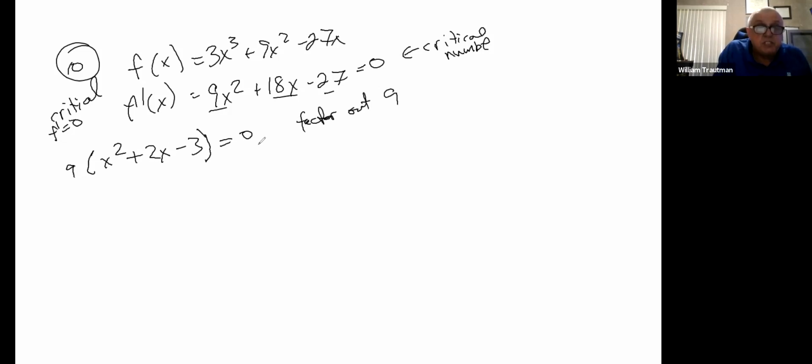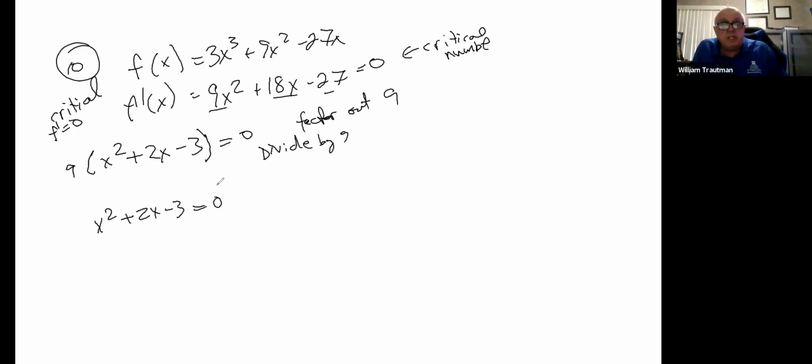And if you divide both sides by 9, what happens is 0 divided by 9 is still 0. You just get x squared plus 2x minus 3 equals 0. If you divide both sides by 9, the 9 just disappears. And now we have to find x, so you have to factor this.